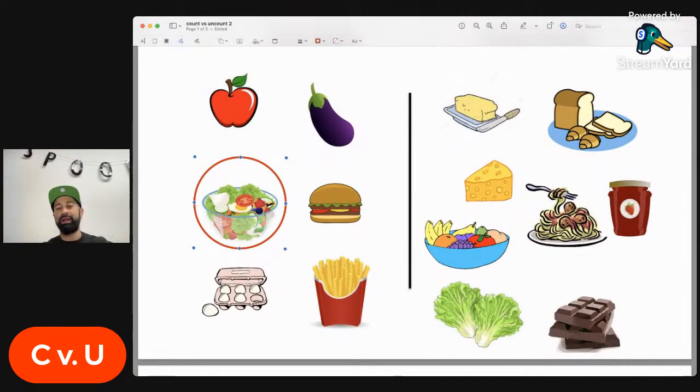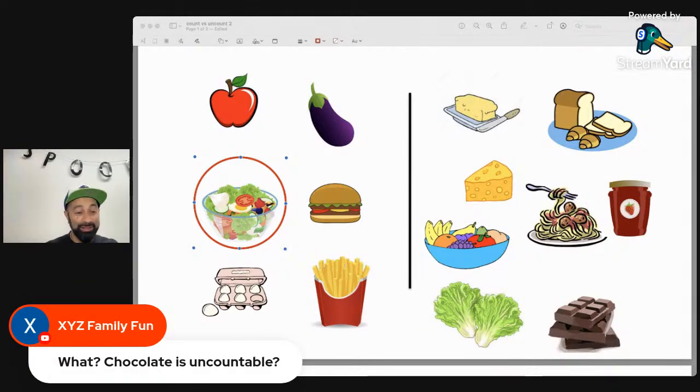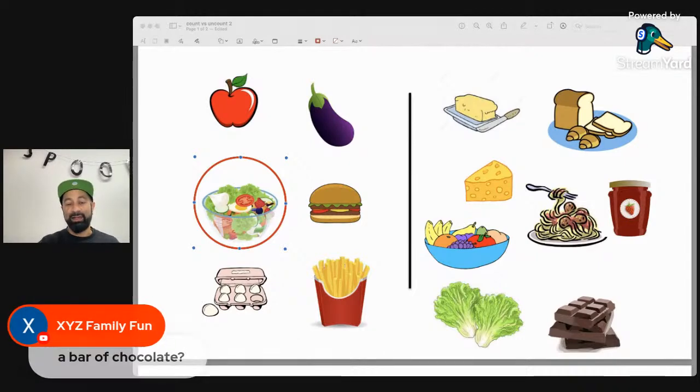We've got butter, bread, cheese, fruit, pasta, jam, lettuce, chocolate. Chocolate? What? Chocolate's uncountable? Yes, chocolate is uncountable. Think about all the different forms of chocolate and put it in your hand. Can you count that chocolate? If it's a hot summer day, that chocolate's melting. If chocolate is melting, can you count it? No, it becomes one big mass, like soup, basically, chocolate soup. That's uncountable.